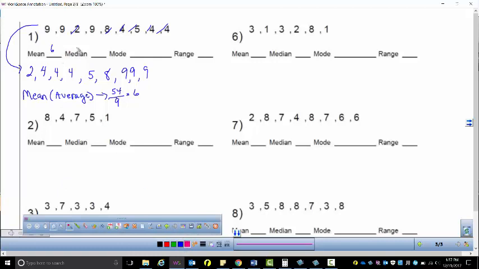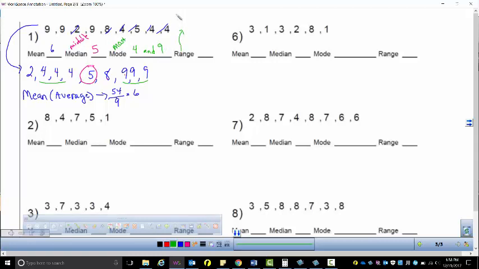Now the median, the word that I use for median is the middle. So which one is in the middle? So I have 1, 2, 3, 4, 1, 2, 3, 4. So this number is in the middle. It's 5. The mode is which one I see most. Well, I have 3 fours and I have 3 nines. So this one actually has 2 modes, 4 and 9.